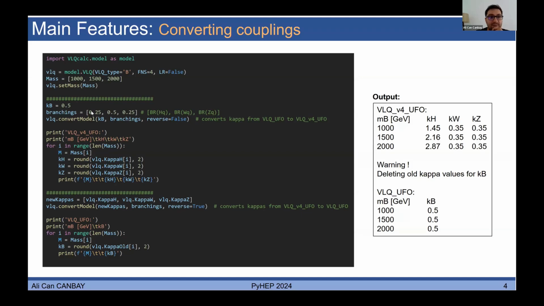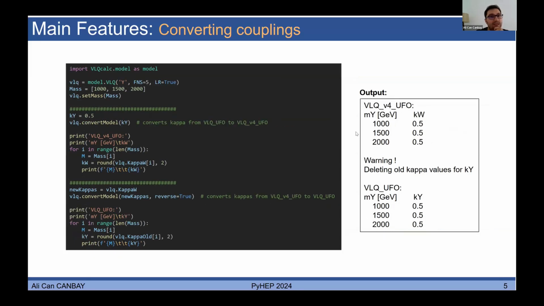After you give these parameters, you can apply convert model, and you can see here for the VLQ UFO model, kappa is 0.5, and in the VLQ V4 UFO model, the other kappas are calculated. For validation, you can make the inverse conversion here, and you can reach the initial kappa values. And here is another example of the convert model method for vector-like Y quarks. Unlike the previous one, the vector-like Y quark has only 1 branching and 1 kappa, 1 coupling. This is kappa W.